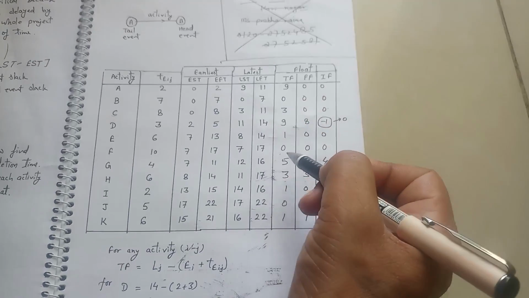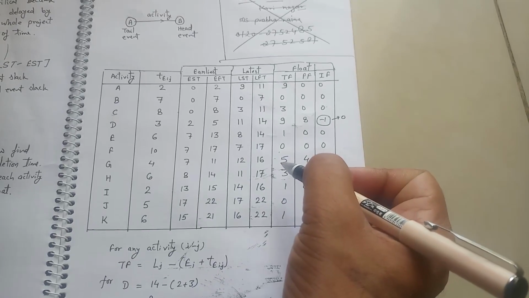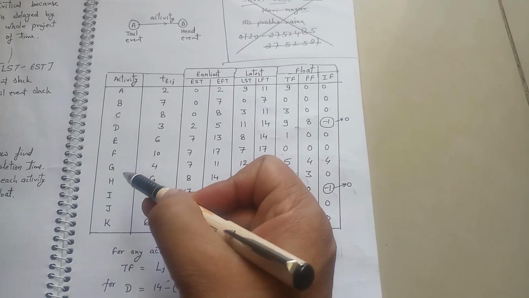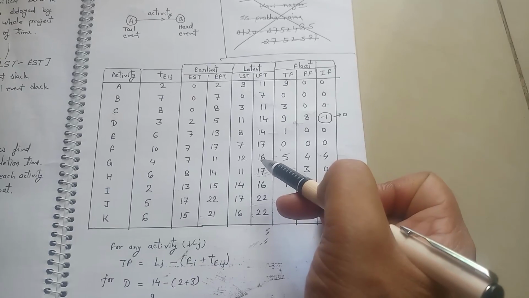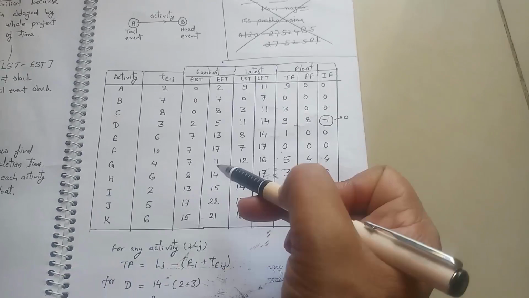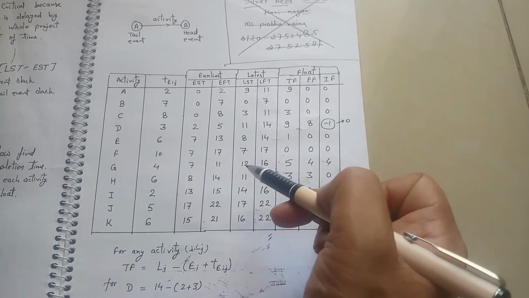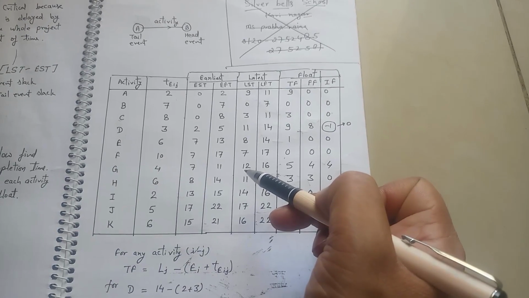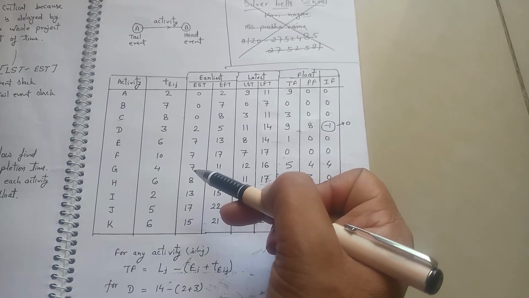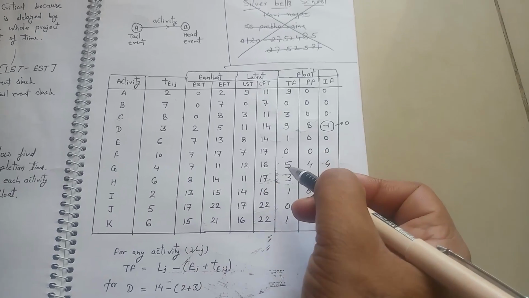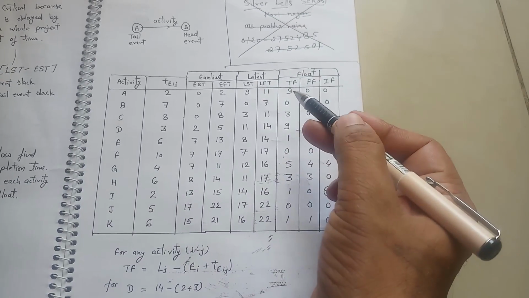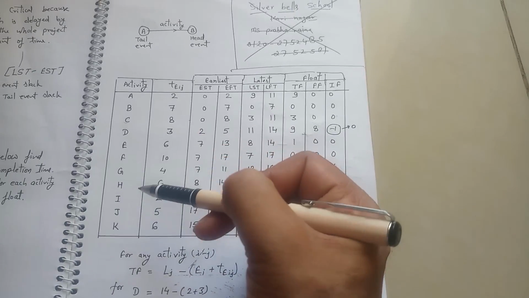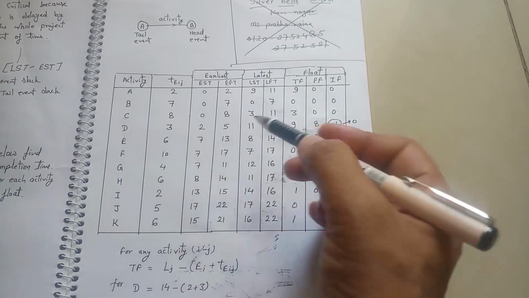For example, take a different activity like activity G. We have latest finish time 16 and earliest finish time 11. 16 minus 11 is 5, or we can say latest start time 12 minus earliest start time 7. Then total float is equal to 5. Similarly, we can calculate total float for any activity A, B, C or whatever.